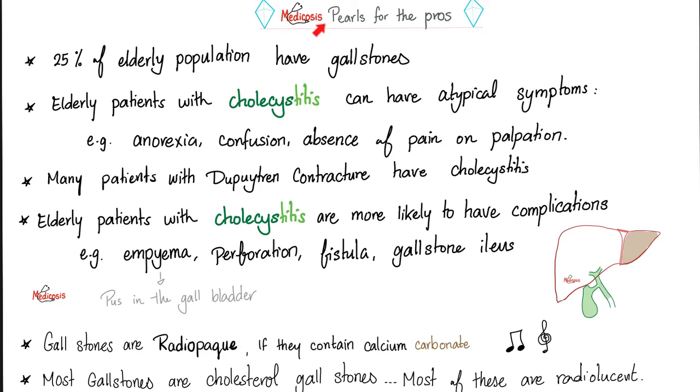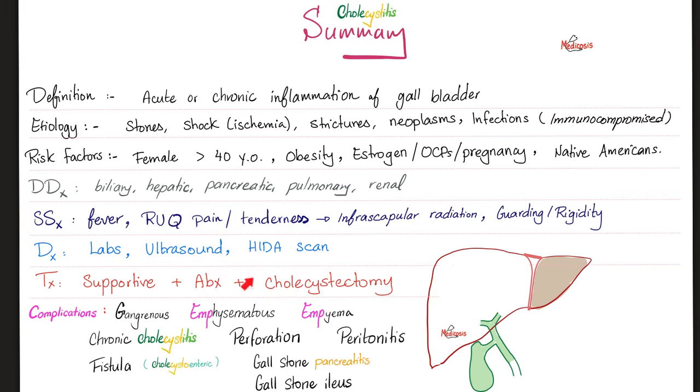Pause and review. Some pearls for the pros. 25% of elderly people have gallstones. Elderly patients with cholecystitis can have atypical symptoms, not your good old fever, right upper quadrant pain, positive Murphy sign. It could be very vague, like anorexia, confusion, absence of pain. Many patients with Dupuytren contracture have cholecystitis as well. Elderly people with cholecystitis are more likely to have complications such as empyema, perforation, fistula, and ileus. Most gallstones are radiolucent. If they contain calcium carbonate, they are radiopaque. Here is a summary of cholecystitis.